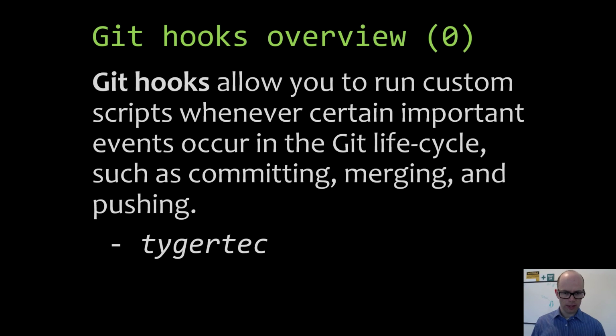What are Git hooks? Well, Git hooks allow you to run custom scripts whenever certain important events occur within the Git lifecycle, such as committing, merging, and pushing. So for instance, Git is about to commit something. You can write a script that hooks in to that commit and can possibly prevent the commit from happening based on certain criteria. Or you could even respond to that event and maybe fire off some email based on that commit. Anything that you want to do, you can do if you can script it. So that's a really brief high-level overview of what Git hooks are.